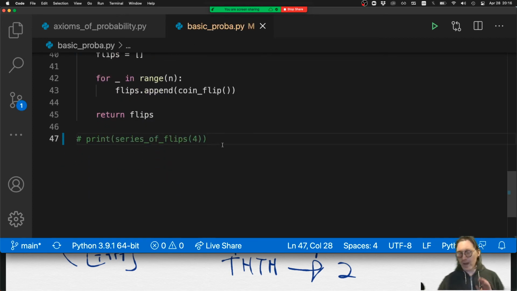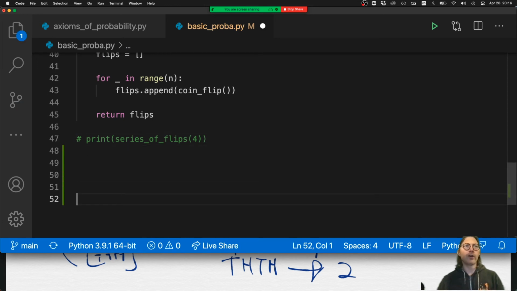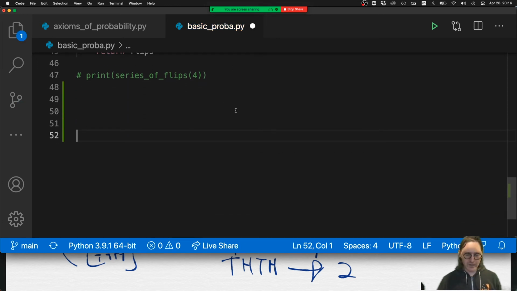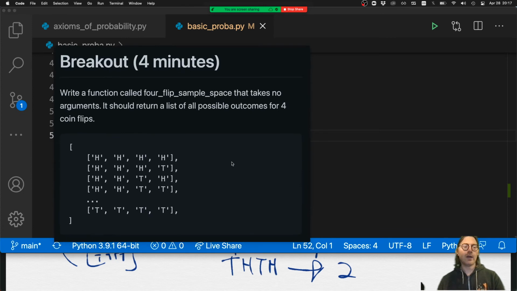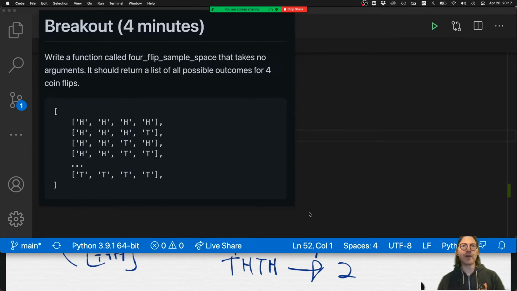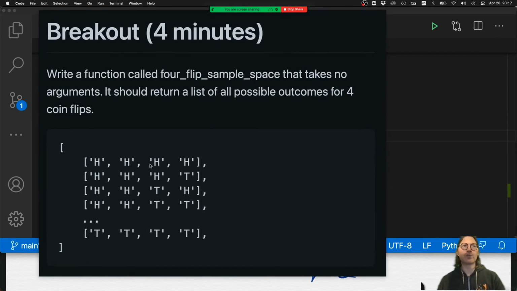Sampling is a very powerful tool for us, and it can solve problems where counting isn't going to work for us. So now, with that said, I'm going to have you write a function where you're not sampling, but you are building a sample space, right? And you're going to build that sample space through counting, essentially, okay?